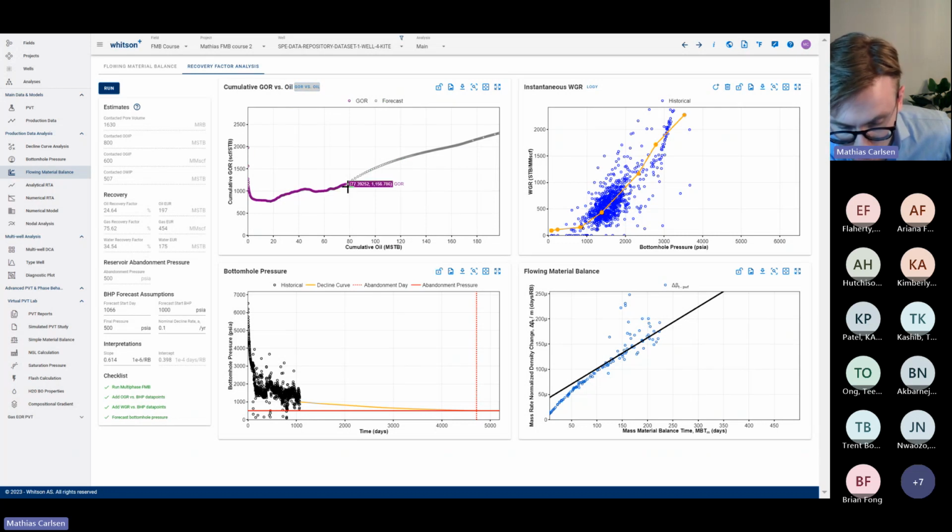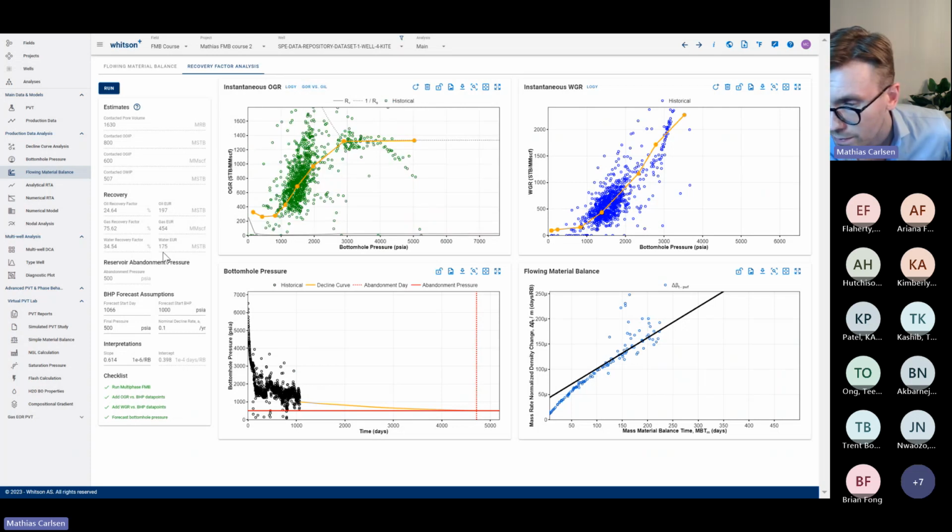And here, you know that you haven't done a good job if your GORs suddenly shoot straight up like this, or they go flat like this. What you would like to do is to have it fairly continuous. And here it looks pretty decent, not bad in terms of the future.